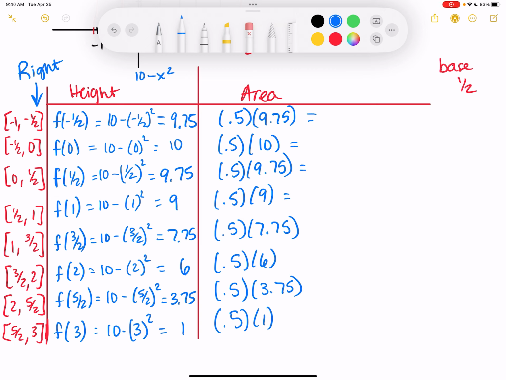So then what are each of these? This one's 2. Half of 10 is 5. 4.5, 3. It's just the decimal ones that I need. The first one is 4.875. Okay. Oh, I guess the second one is also the same thing. 7.75.